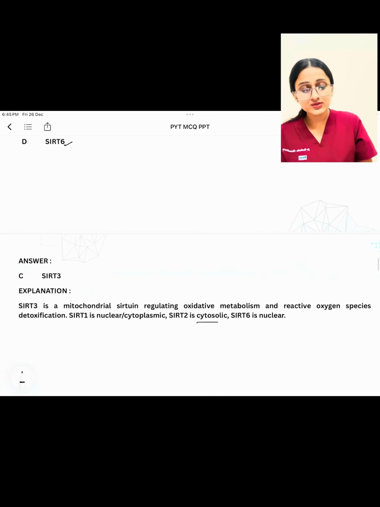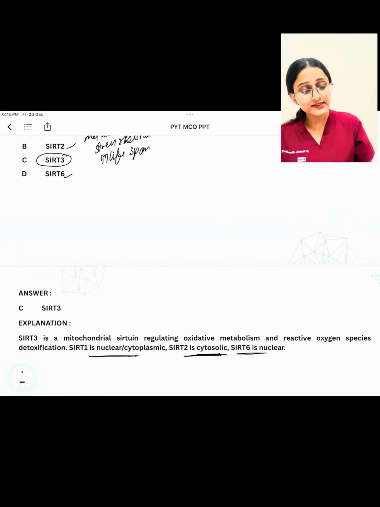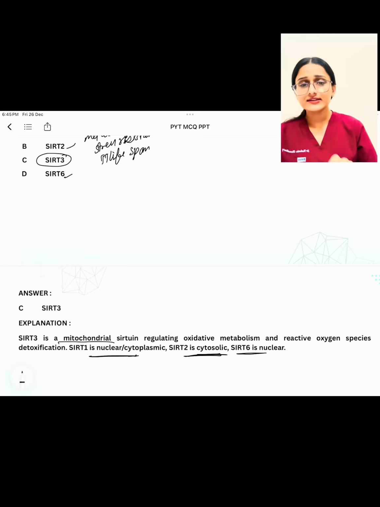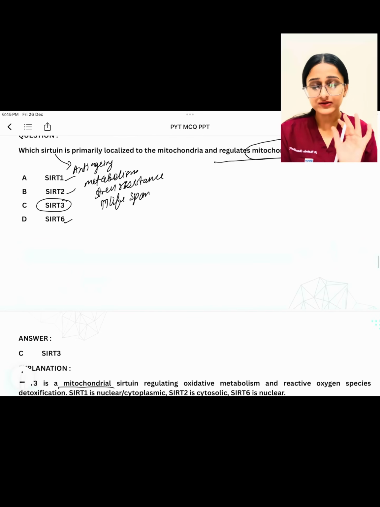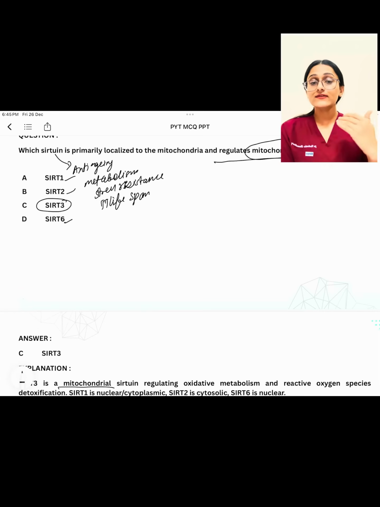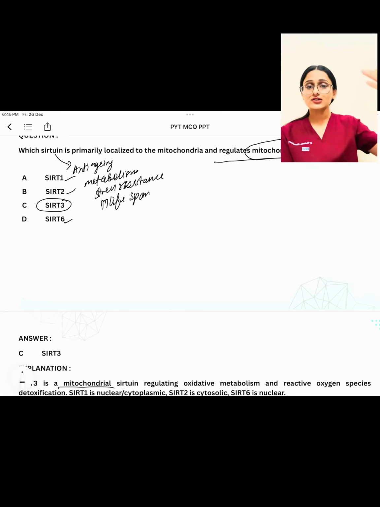So SIRT6 is nuclear, SIRT1 is nuclear and cytoplasmic, SIRT2 is cytosolic, and SIRT3 is the mitochondrial sirtuin. It regulates oxidative metabolism and reactive oxygen species detoxification. So that's what you remember about sirtuins. And also remember how to increase sirtuins. Basically we can increase sirtuins by calorie restriction, and red wine consumption is also linked to increased sirtuins. Increasing sirtuins means increasing our lifespan. Okay, that's it.